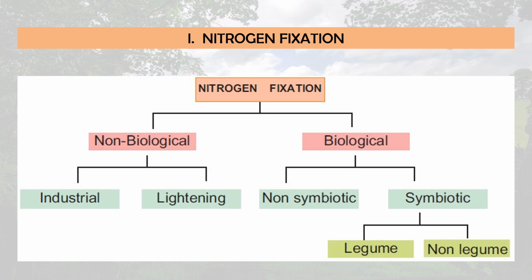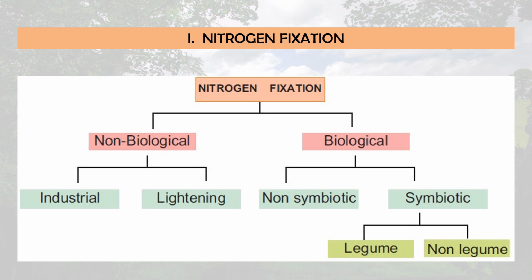And there are some other associations also, like cyanobacterial associations. Here the association is with azolla, where the cyanobacteria are present in the leaves, and are important for nitrogen inputs in rice paddies, etc. And the next is the non-symbiotic fixation of nitrogen. Here the fixation of nitrogen is done by free living nitrogen fixers.